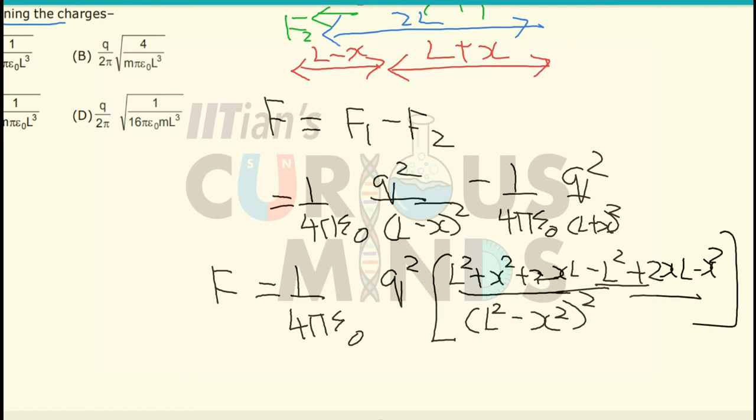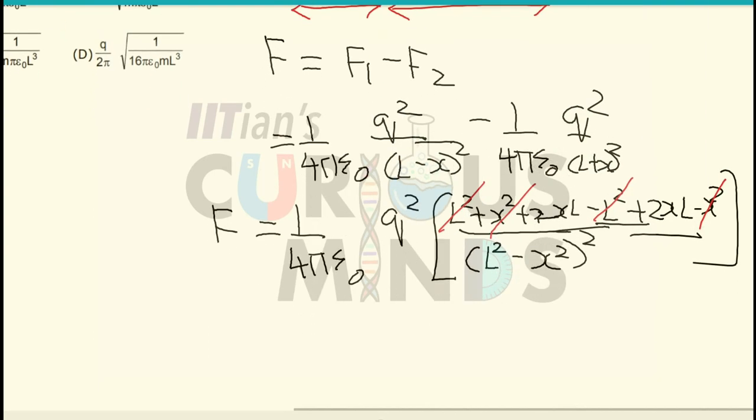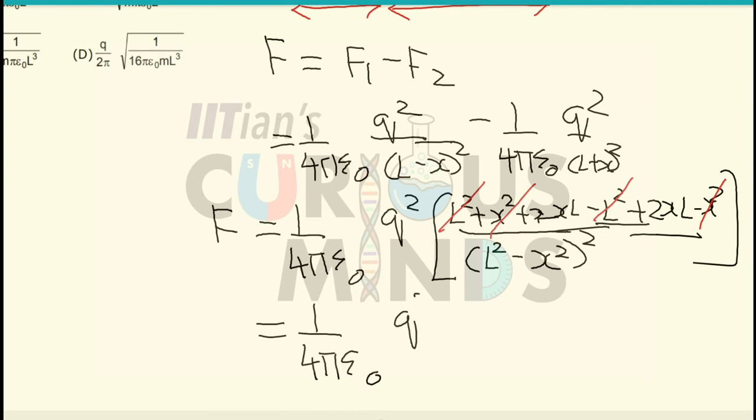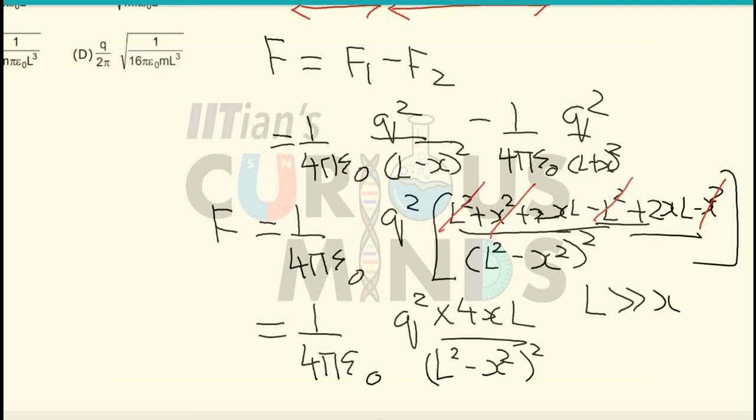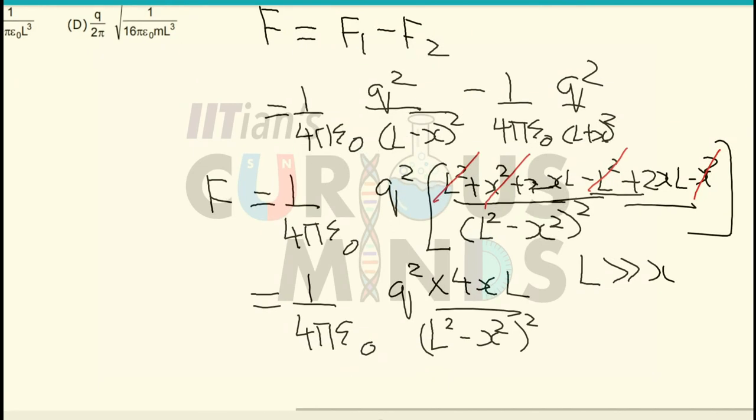In this, L square and L square will get cancelled out, x square and x square will get cancelled out, so 2xL and 2xL will be equal to 4xL. So it will be equal to 1 by 4 pi epsilon naught into q square into 4xL divided by (L square minus x square) the whole square. Now since L is very large as compared to x, because it is a small displacement, L square minus x square will be approximated to L square.